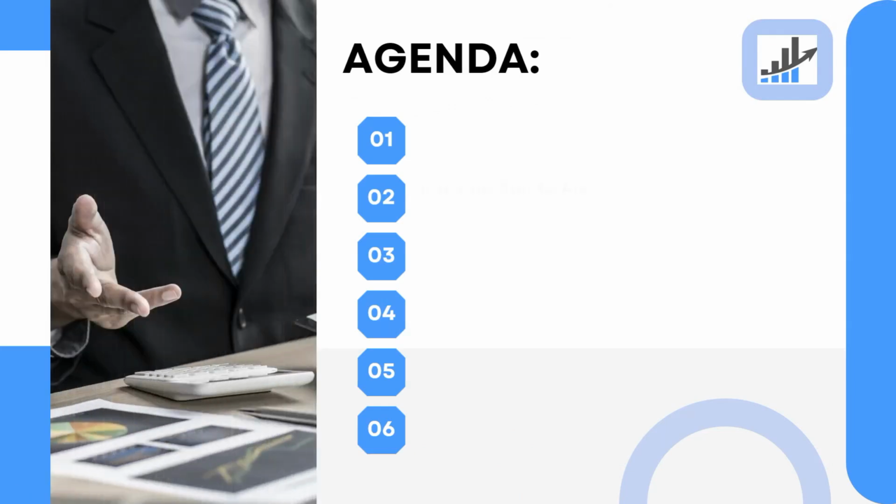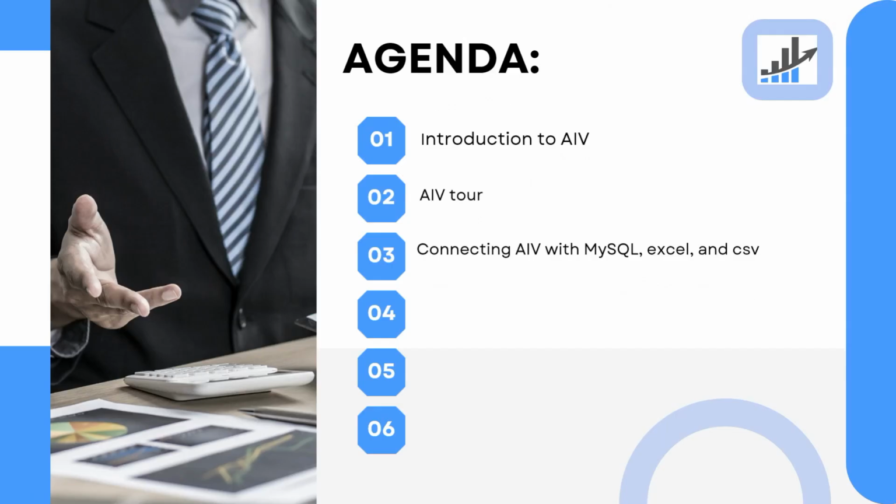Today's agenda is the introduction to AIV. I will tell you what is AIV, then I will give you a tour of AIV. Currently we are with version 6 of AIV, and I will give you a tour of it. Then I will show you how we can connect AIV with MySQL, Excel, and CSV.